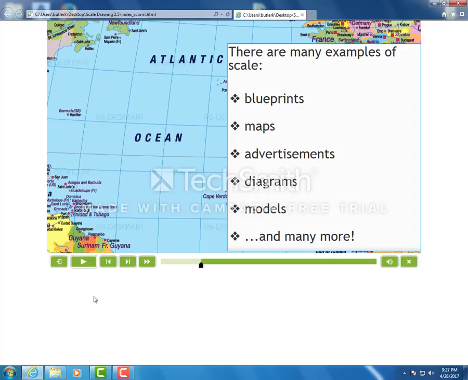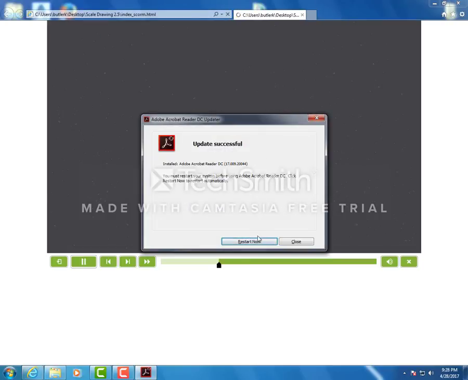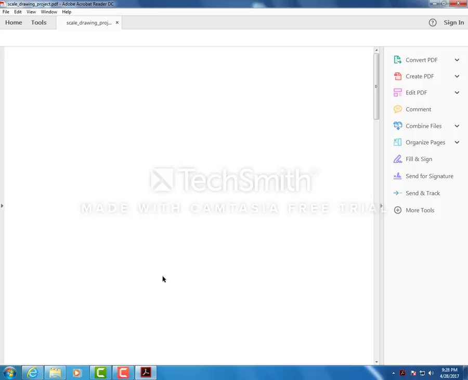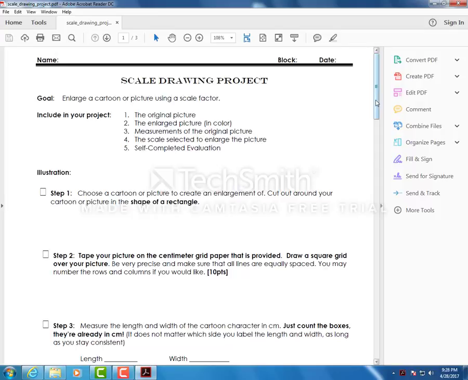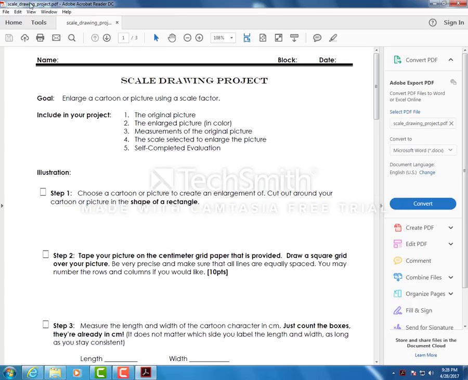After they do their brainstorm, I give the students examples of where scale can be used. So for instance, blueprints or maps or advertisements. Then their goal is to create a scale drawing by either enlarging or reducing a cartoon image of their choice. And this is the link to the direction page, which just shows the directions of the project itself.